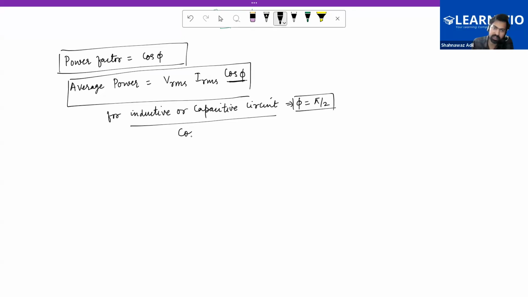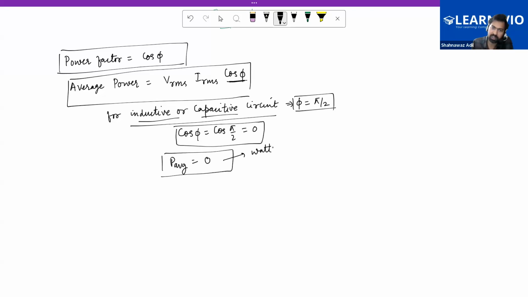So cos phi, that would be cos 90, and that would be 0. Right, so cos phi is 0, then P average for inductive and capacitive circuit would be 0. So then it would be called wattless current, right? Because the average power of that circuit would be 0, so it would be called wattless. So these are the things that we have to remember.